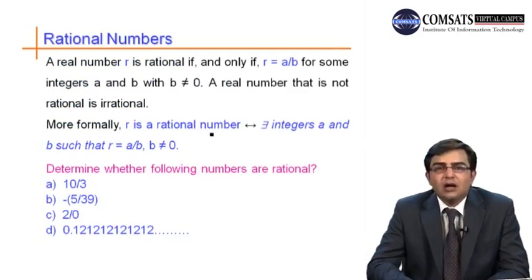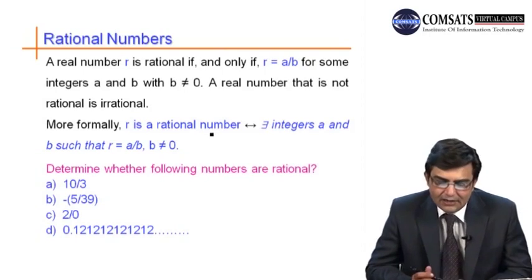I hope you all know what an integer is. Integers are 1, plus or minus 1, plus or minus 2, plus or minus 3 and so on, which also include 0. This is the set of integers, usually denoted by Z. You have studied this earlier. Now, what is a rational number? Basically it is a real number. Any real number R is called rational if and only if R can be written as a quotient of two integers.